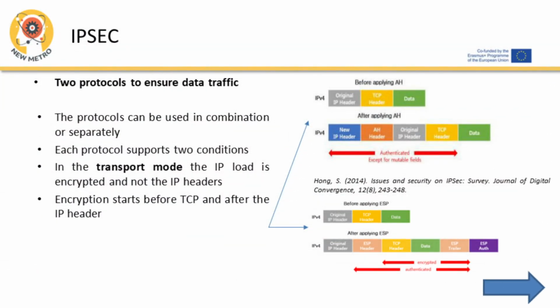2 protocols to ensure data traffic. Protocols can be used in combination or separately. Each protocol supports 2 modes. In the transport mode, the IP payload, and not the IP headers, is encrypted. The encryption starts before TCP and after the IP header.